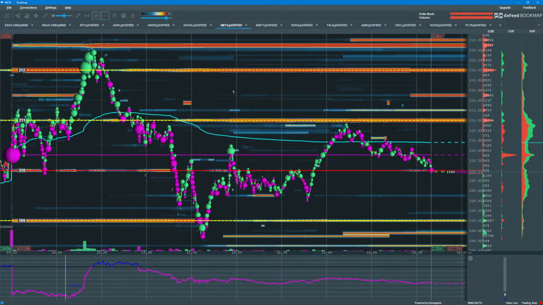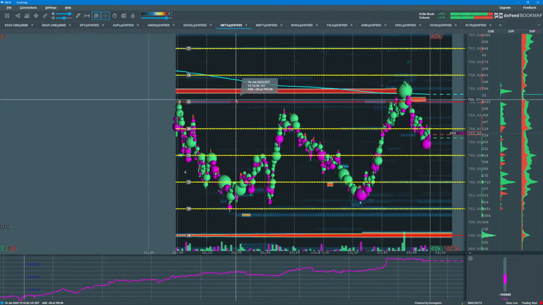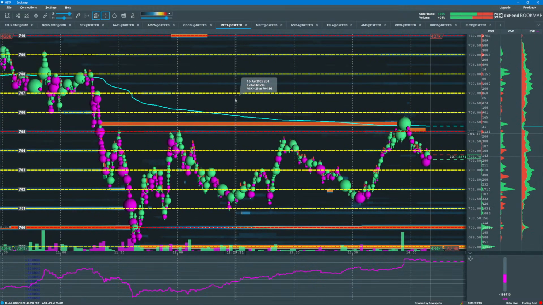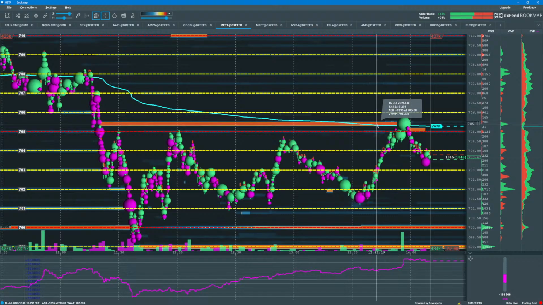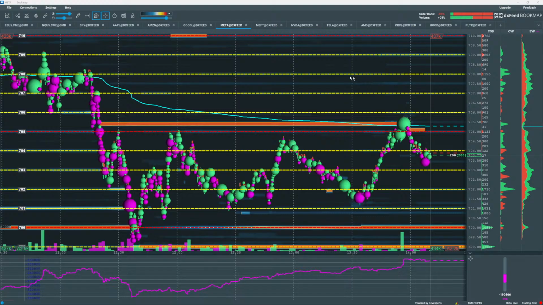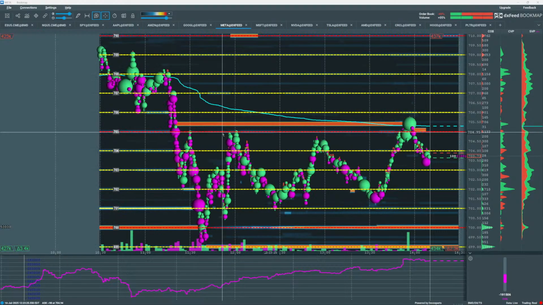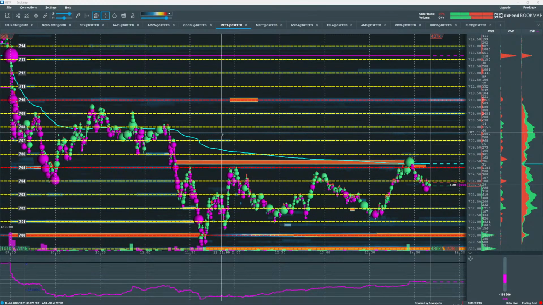Go to Bookmap. Note the limit sell order here, sell orders that were filled at, looks like that's right around 705.50. Kind of unusual to see such a large number of limit orders, not on a round number, just above the 705 level. Anyway, let's take a look at Meta.